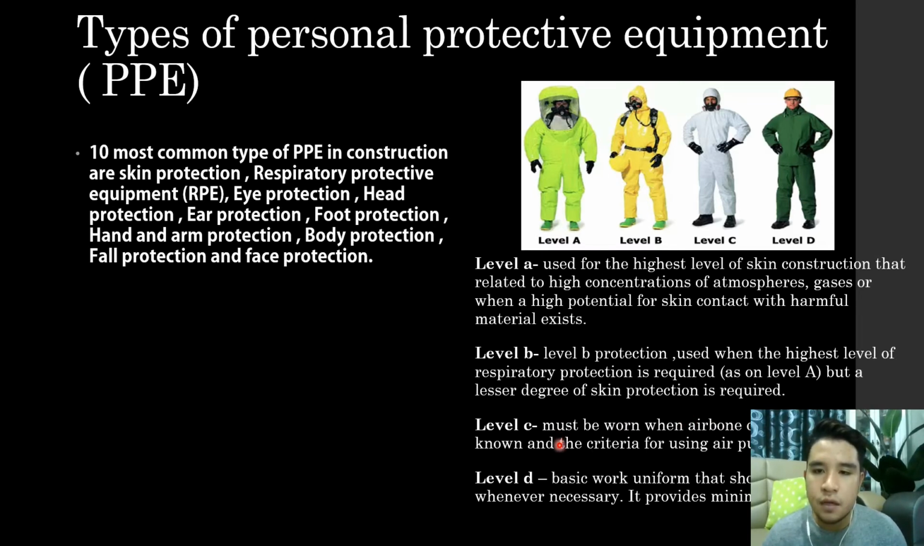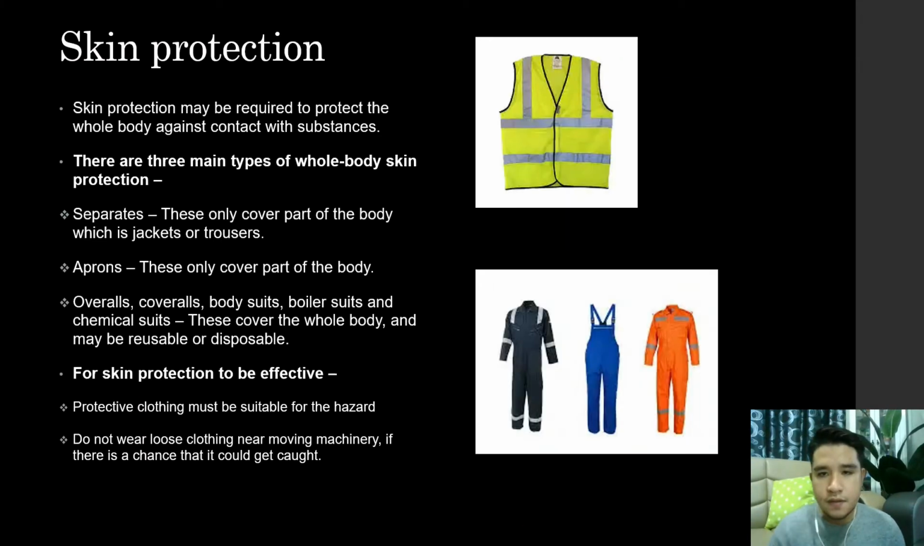Level C must be worn when airborne contaminants are known and the criteria for using a purifier is met. Level D is the basic work uniform that should be used whenever necessary. It provides minimal protection. And for levels A, B, C, and D, for construction, usually we use level D only. Next, I will explain more detail in each PPE segment.